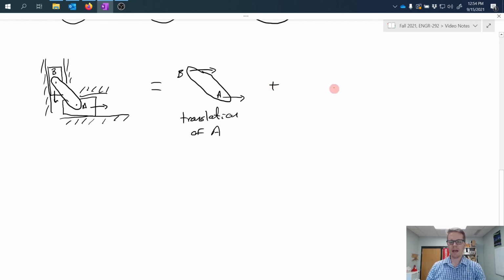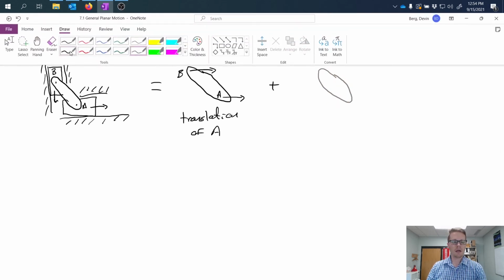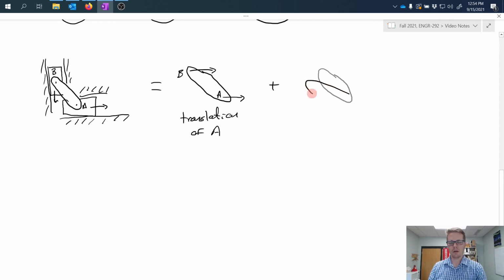So to this I would add, let's draw this in a different color, a rotation about point A. And in this way, I'm able to represent this motion via two steps that are pretty well defined in terms of how we handle them, and apply my analysis that way.